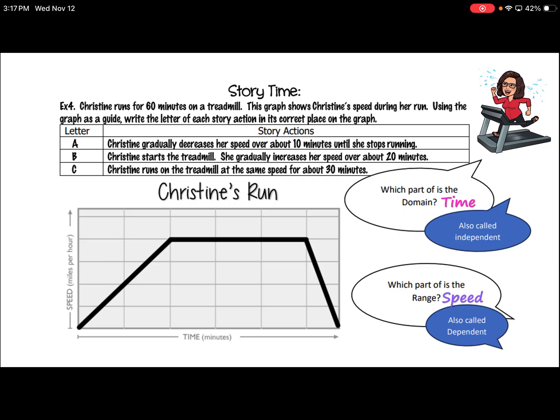Hopefully we all agree that B would go right here on this segment where Christine is starting on her treadmill, warming up, gradually increasing her speed for 20 minutes. The next portion of this would be C, where she is running at a constant speed. Her speed's not changing. She gets to her set amount. She's going. And then the last segment would be where she is cooling down. Yay?